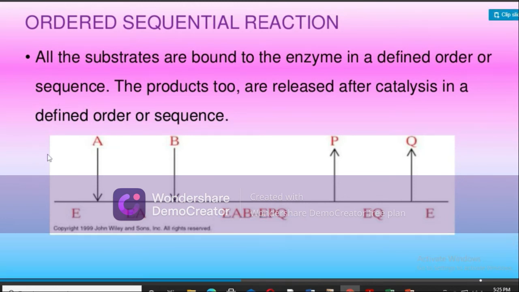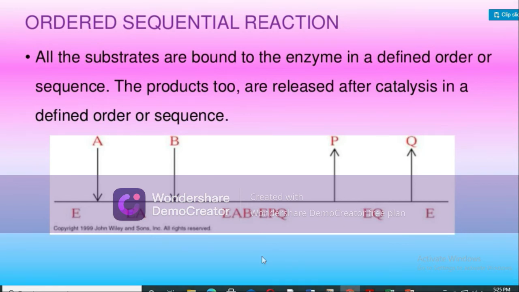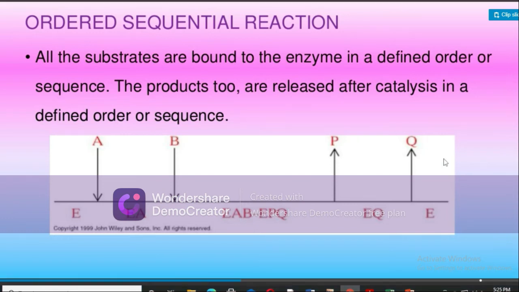So in order, A must bind to your enzyme first, followed by B, then you have the enzyme with your two substrates coming together. So this is what they call the ternary complex. Ternary: two of your substrates and one of your enzyme. Then you also have your free enzyme plus products P and Q, where P is released first, then followed by Q. So that's the meaning of ordered. The substrates are coming in order, A first, then followed by B, and the release of products is also in order. So P is released first, then followed by Q.